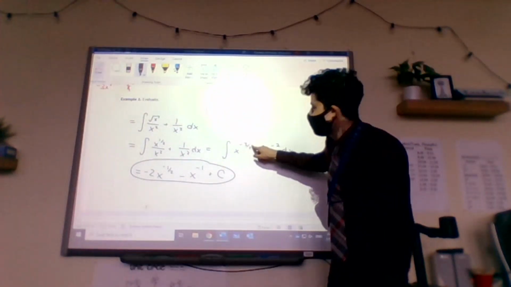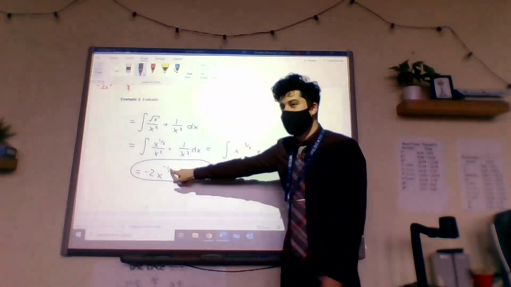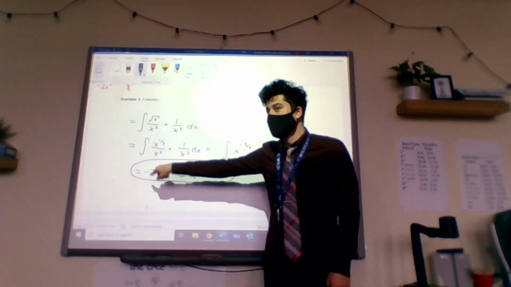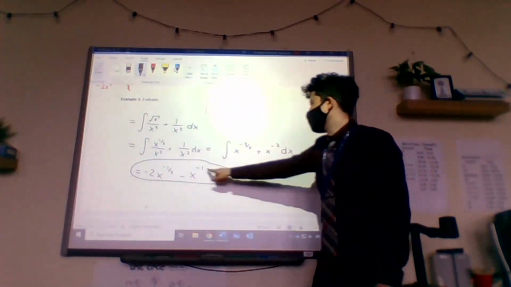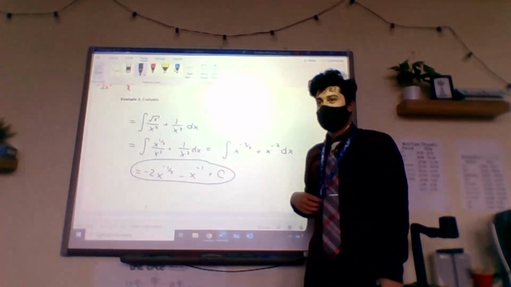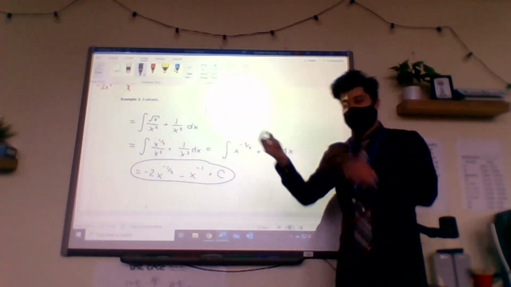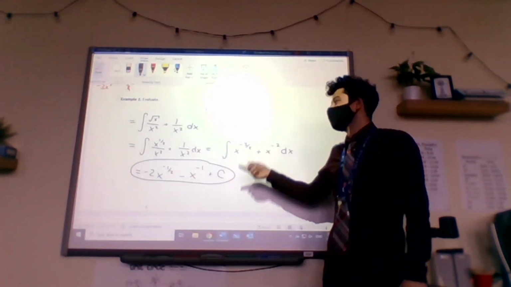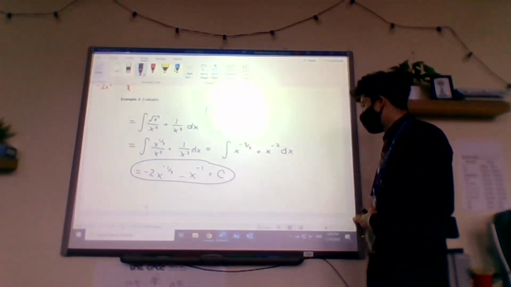All you do is add 1 to this, and then divide by that new thing. So this plus 1 is -1/2, and then divide by -1/2, that's the same thing as multiplying by -2. Okay, and same thing here, add 1 to this, it's -1, then divide by -1, that just makes it negative. Like I said, it's undoing a derivative, so instead of multiplying and then subtracting 1, we're doing the opposite. First adding 1, and then dividing by the exact opposite.